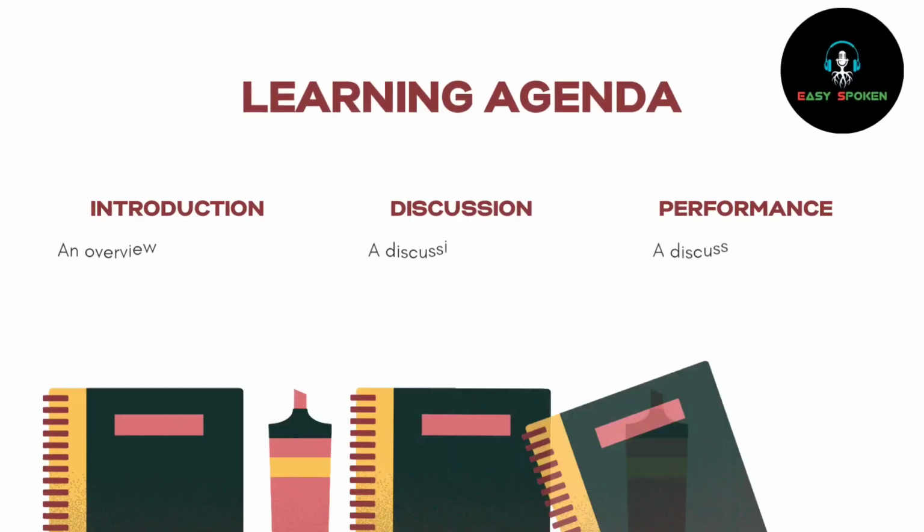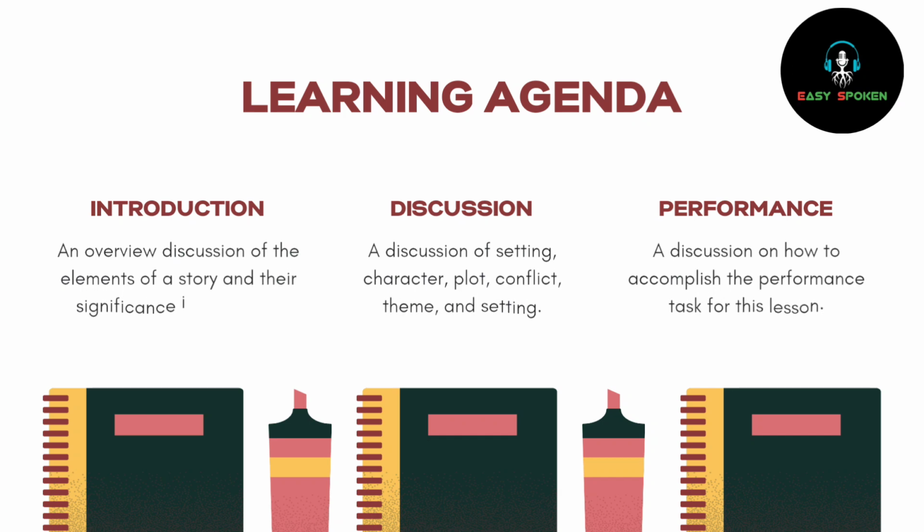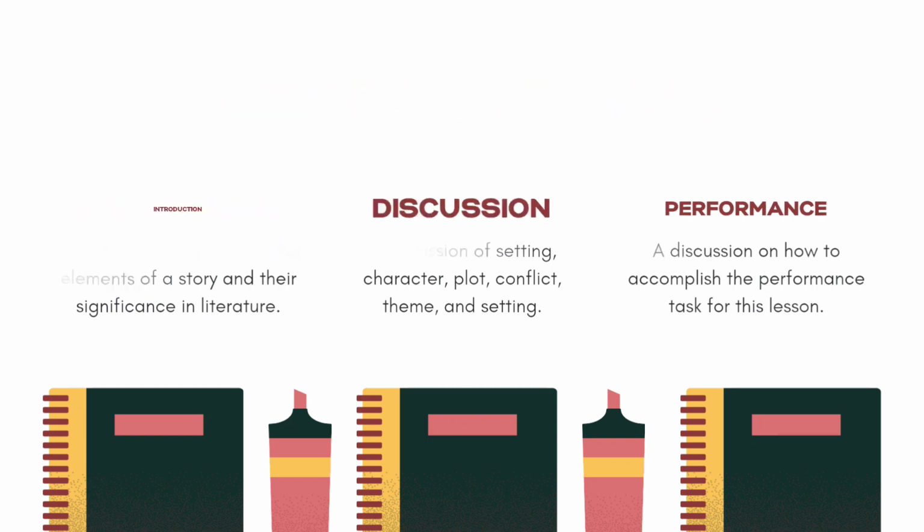Learning agenda. Introduction. An overview discussion of the elements of a story and their significance in literature. Discussion. A discussion of setting, character, plot, conflict, theme, and setting. Performance. A discussion on how to accomplish the performance task for this lesson.